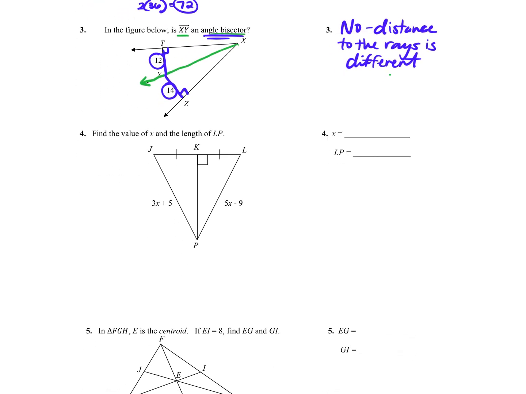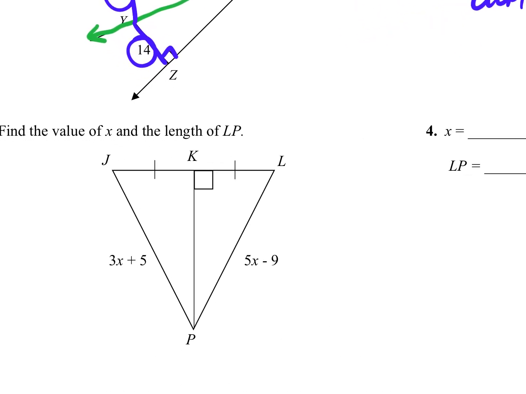All right, look at number 4. It says find the value of x and the length of LP in this figure. So look at your markings. You have congruent pieces here, and this is perpendicular, meaning KP is a perpendicular bisector. And if that is a perpendicular bisector, then any point on KP has to be the same distance to J as it is to L. So a point like this has to be the same distance here as it is there.